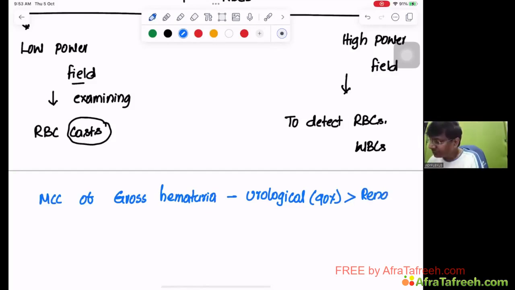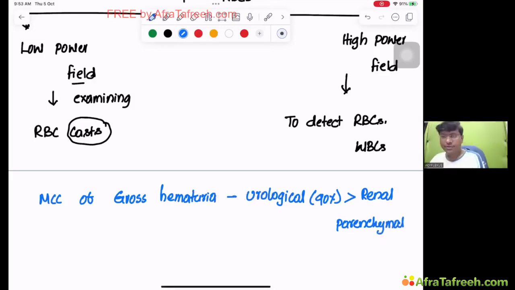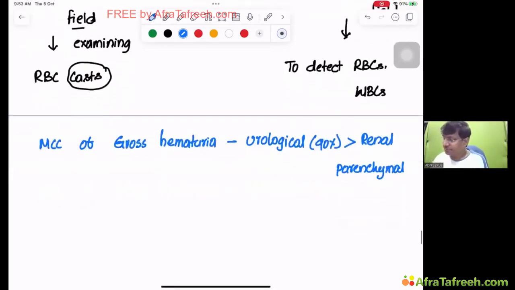Then the other important condition where you will have gross hematuria is renal parenchymal pathology. Okay, urological and renal parenchymal pathology, you will have the gross hematuria. But most common will be urological. Most common will be the urological.